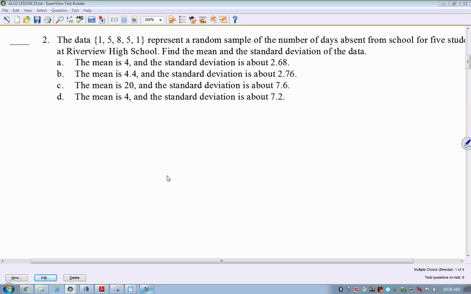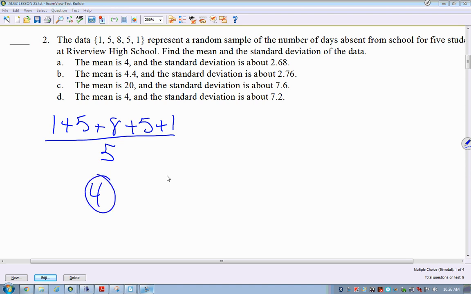So we need 1 plus 5 plus 8 plus 5 plus 1, divided by 5. 1 plus 5 is 6. 6 plus 8 is 14. 14 plus 5 is 19. 19 plus 1 is 20. 20 divided by 5 is 4. So the mean equals 4.